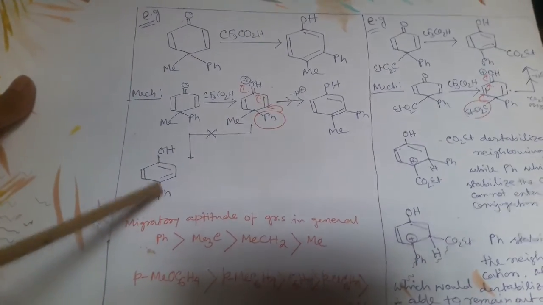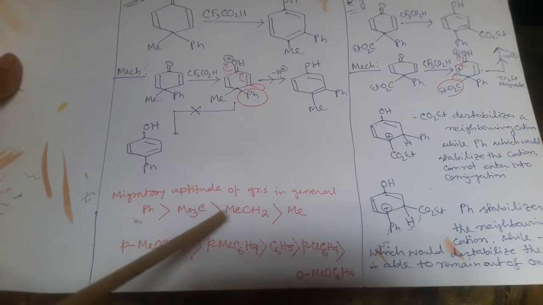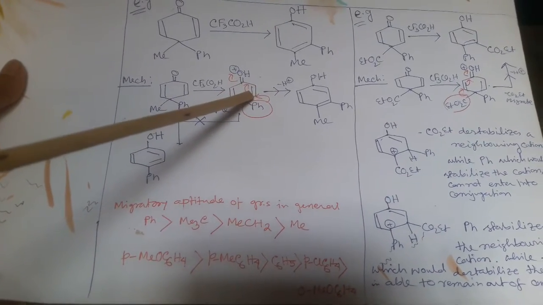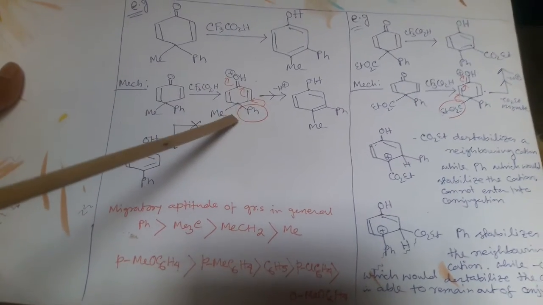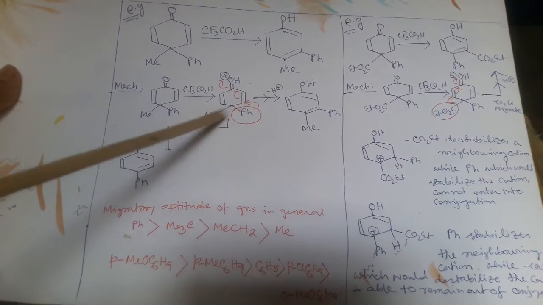After H plus elimination, we get this type of phenolic compound, not the other type, because the migratory aptitude of groups in general is Ph greater than CMe3 greater than CH2Me greater than methyl. The initially formed carbocation is more stabilized by the phenyl group. So here the phenyl group migrates rather than the methyl group.